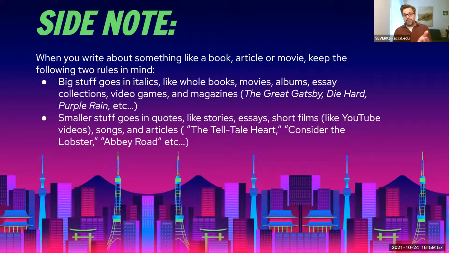My last example is a good one, Abbey Road, because it's both an album and a song. I think, am I getting that right? I think so. Another example of that would be Kendrick Lamar's album Damn, which also has a song called Damn. So my reader will know the difference between the two because one would be in italics, that would be the album, and one would be in quotes, that would reference the song.